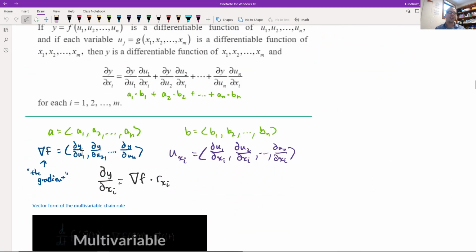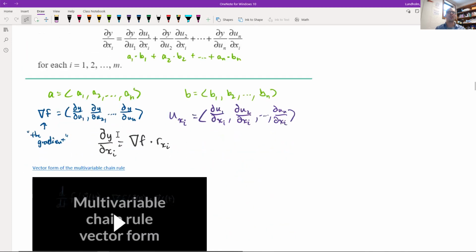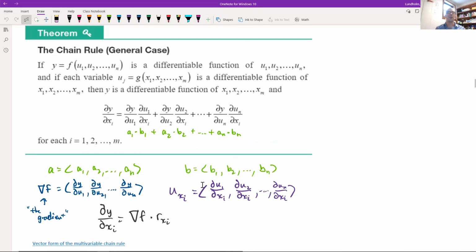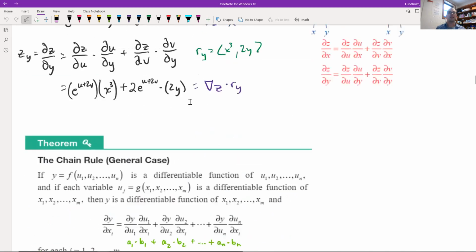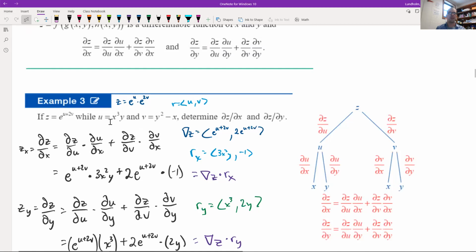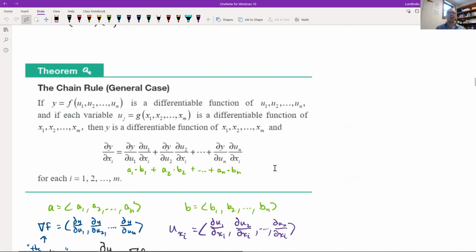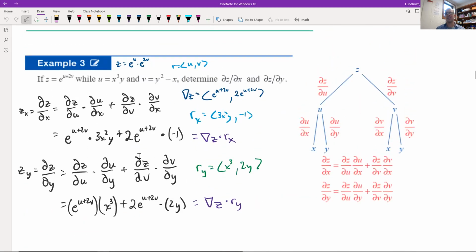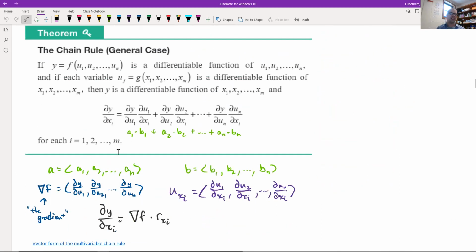You're taking the gradient of the big multivariable function, and you're taking the dot product with the vector valued function that's a partial derivative of some intermediate thing. So partial derivative of the intermediate functions, a vector full of those. Yeah, and that one's pretty crazy. Don't worry, we're going to keep it mainly to working with 2 or 3 variables at each stage. We're not going to get into an indeterminate number of variables. Okay.